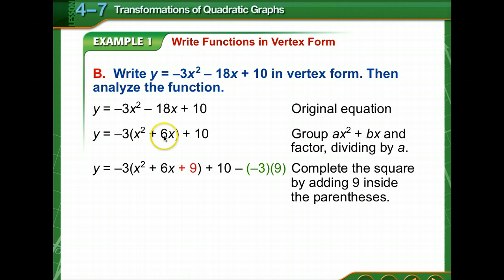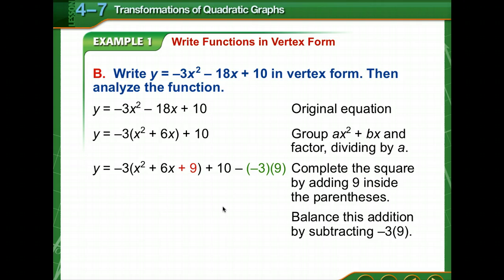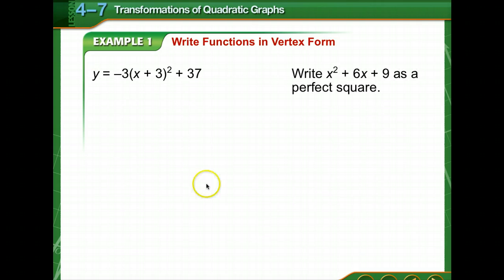Now we're going to complete the square. Half of 6 is 3. 3 squared is 9. So if we're adding 9 here, we're going to be subtracting 9. But remember, this is not just 9. If we were to multiply it by this negative 3, we'd have a negative 27, right? So if we're multiplying it by negative 3 here, we also have to multiply it by negative 3 here. That leaves us with y = -3(x + 3)^2 + 37. So that's that function written in vertex form.